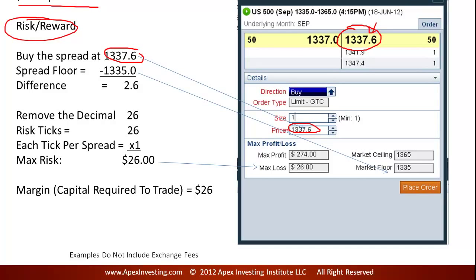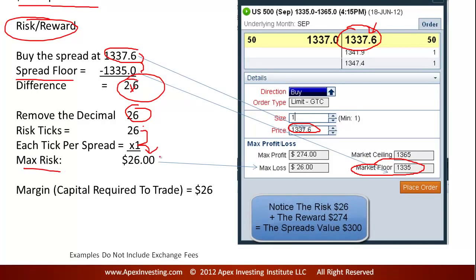So 1337.6, we're going to subtract it from the spread floor. On the ticket, you can see the spread's floor is 1335. The difference between these two is 2.6. Again, we just remove the decimal, and we have 26 ticks. 26 ticks times $1 per tick is $26. That is our maximum risk. You can see the Nadex ticket actually calculates this for you automatically, so you don't have to do all this math. It's right there for you, but it's good to know where that risk comes from.